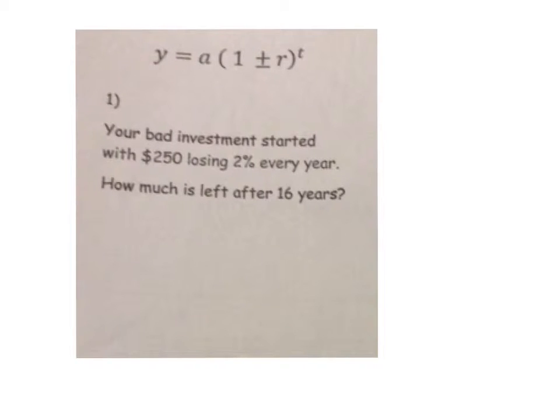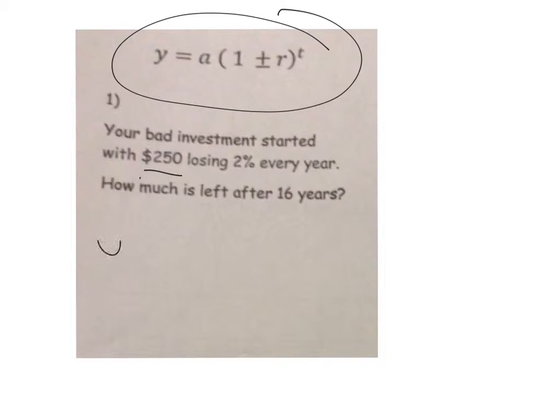So your homework last night, let's take a look at that. Don't forget your equation was right there at the top. So all you needed to do was figure out if this was growth or decay, what the rate is, and what the amount of time intervals that were passed. So in this case, the bad investment starts at $250. That's your initial value. You're going to multiply that times 1, and it's losing, so that's decay.